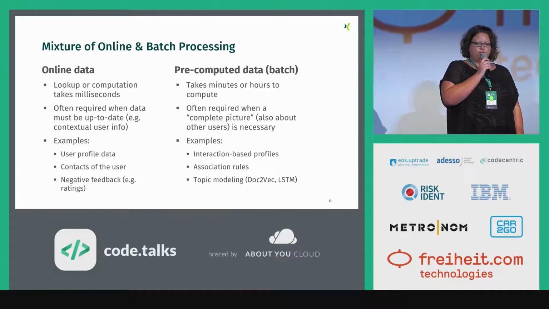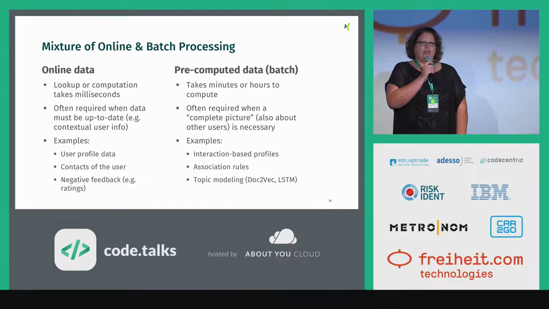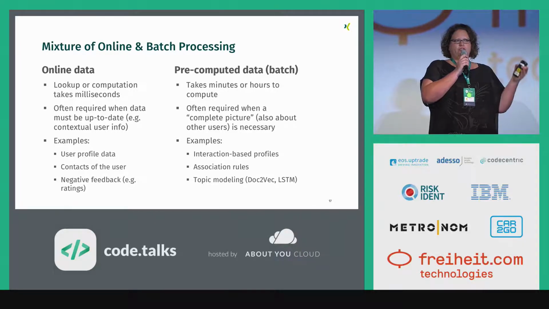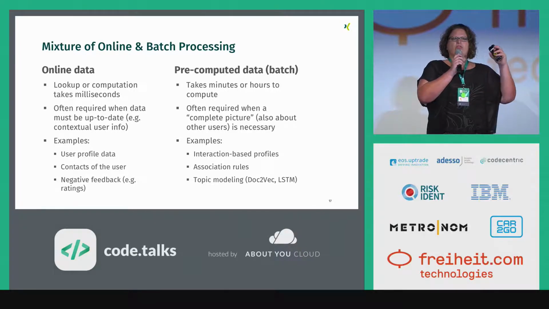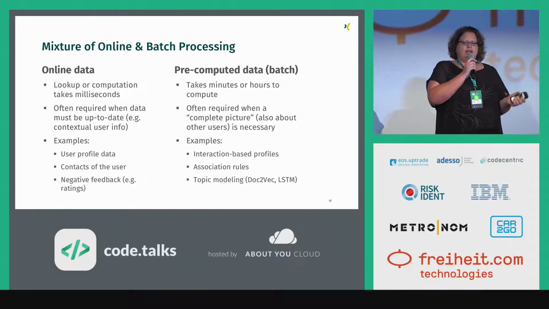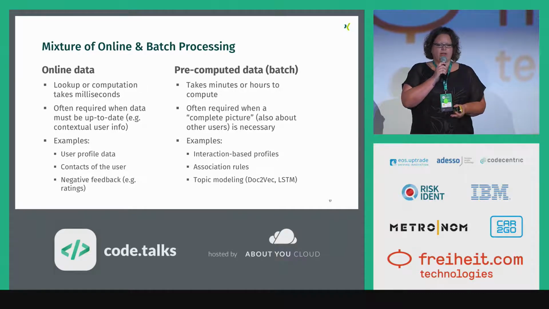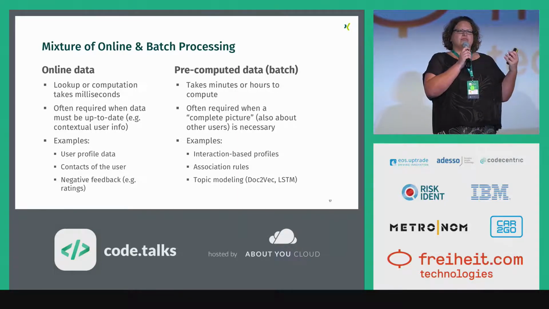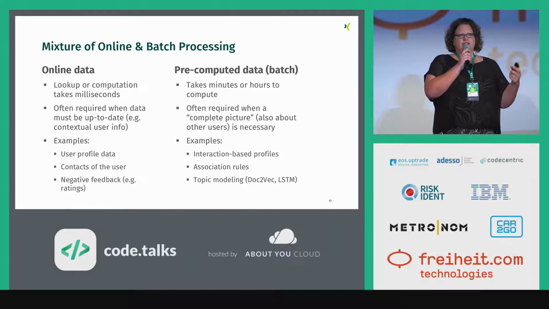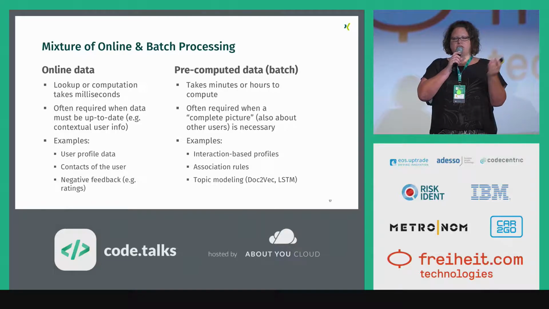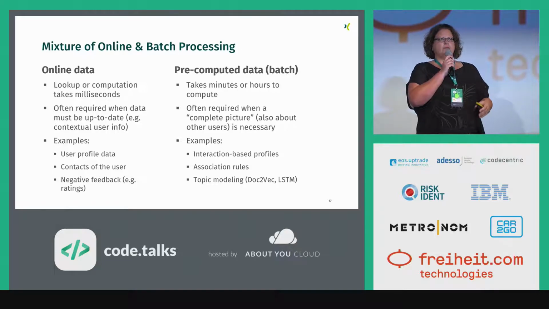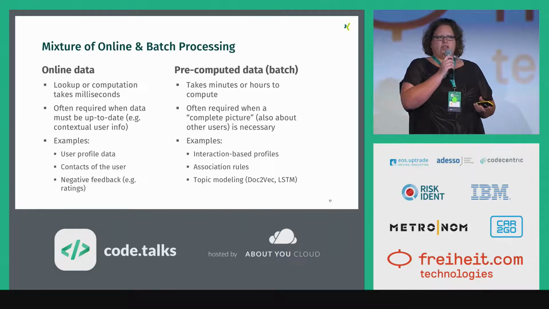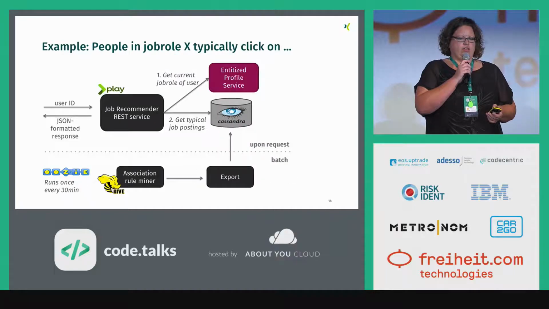We also pre-compute a lot of data. We do that whenever we need a more complete picture and when the computation would thus take minutes or maybe even hours. Examples are the interaction-based profile or the interest profile, where for each user we extract some skills, some job roles, some cities the user might be interested in, based on the activity of the user. Also the association rules we just mentioned.